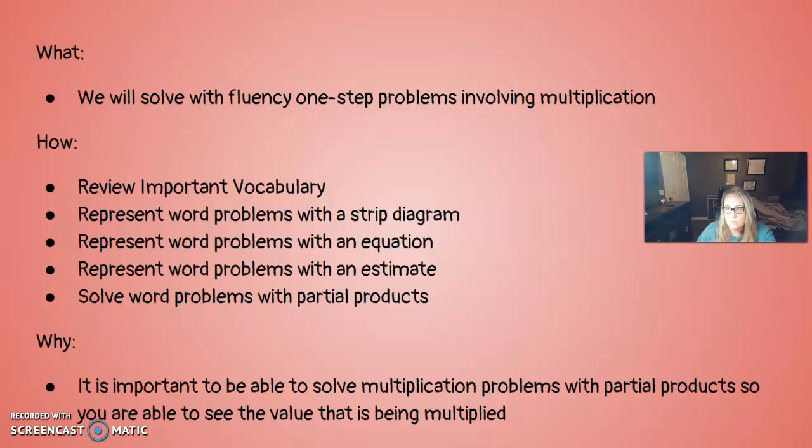So let's review what we talked about today. Today we talked about solving with fluency one-step multiplication problems. We reviewed our important vocabulary. We represented word problems with a strip diagram, equation, estimate, and we solved with partial products, and then we checked our answers with our estimate to make sure it was reasonable. And we did this because it's important to be able to solve multiplication problems with partial products so we're able to see the value that is being multiplied.